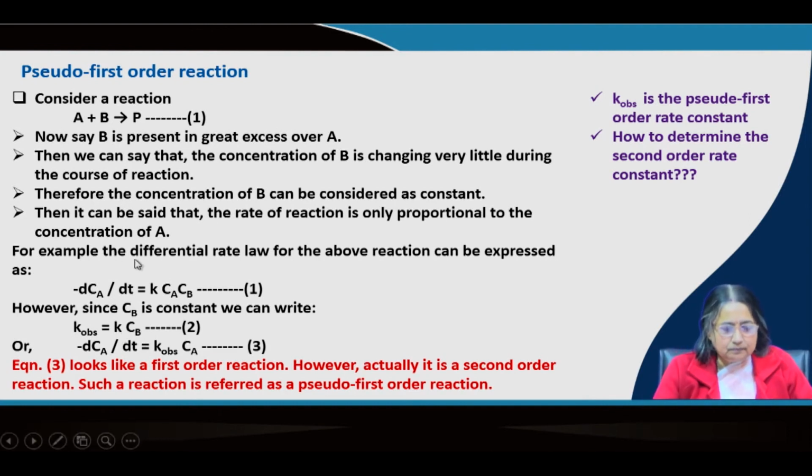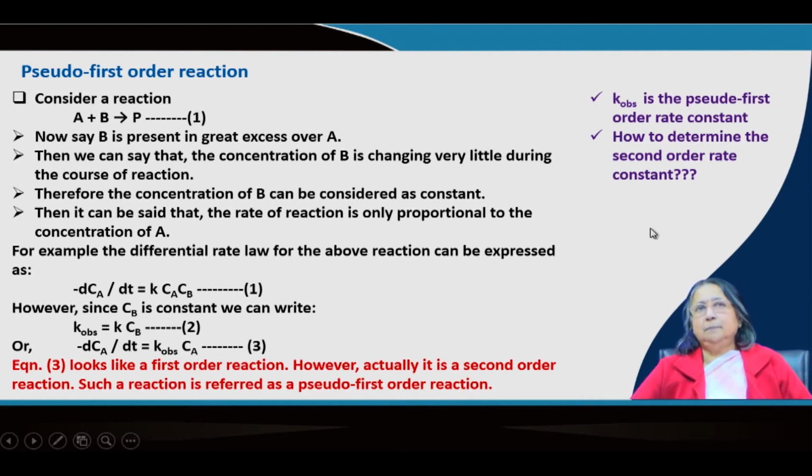So, we understand that a pseudo first order reaction is basically a second order reaction, but because of the presence of a large excess of one component, we can consider that the concentration of that component is not changing. So, basically it is a first order reaction with respect to the other species, that is A here.